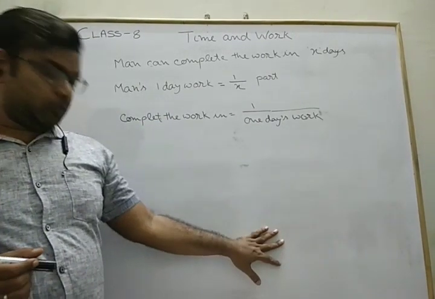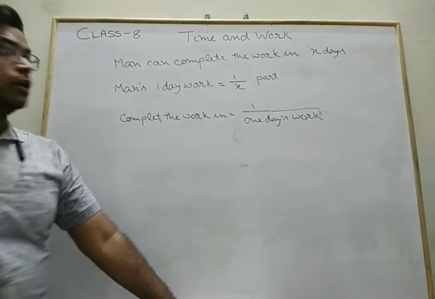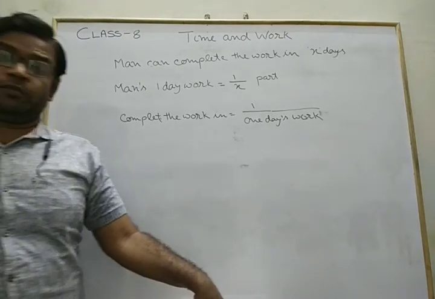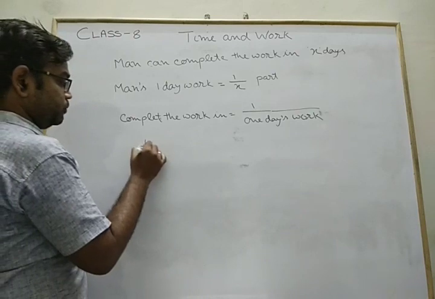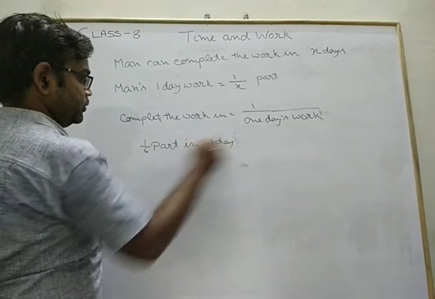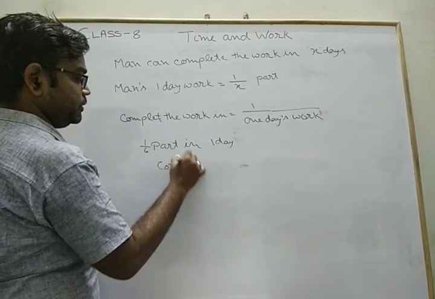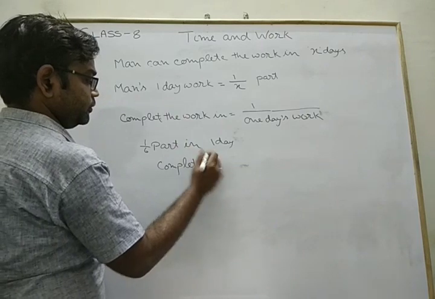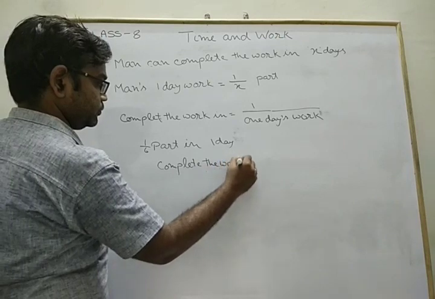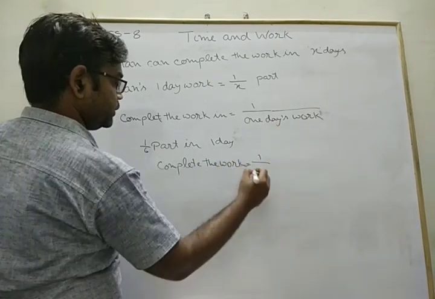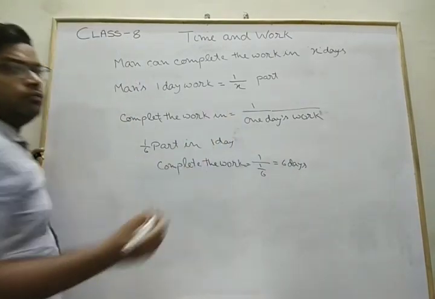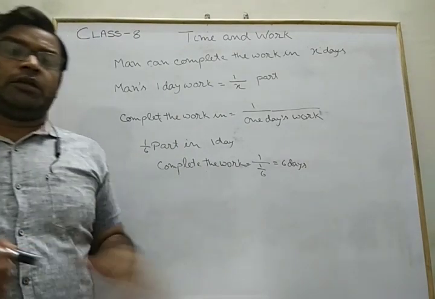This is your concept. Now, suppose a person can do 1/6 part of the work in 1 day. Then the complete work, which is 1, equals 1 upon one day's work. It's 1 upon 1/6, which is 6 days. Likewise we discuss different questions.